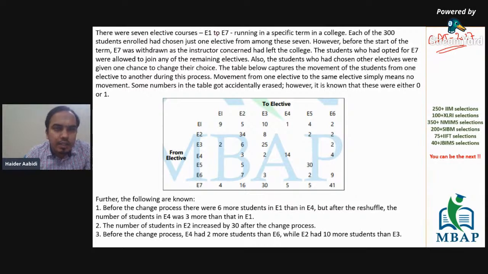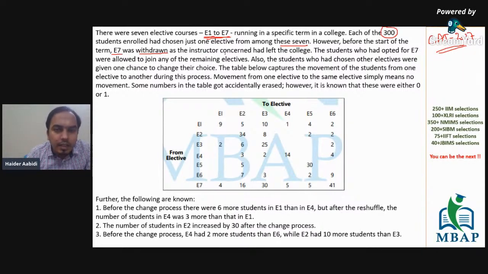There are 7 electives, E1 to E7, running in a specific term in a college. A total of 300 students enrolled and each chose just one elective among the 7. However, before the start of the term, E7 was withdrawn. So you see that E7 is not there in the table because E7 is already taken out.